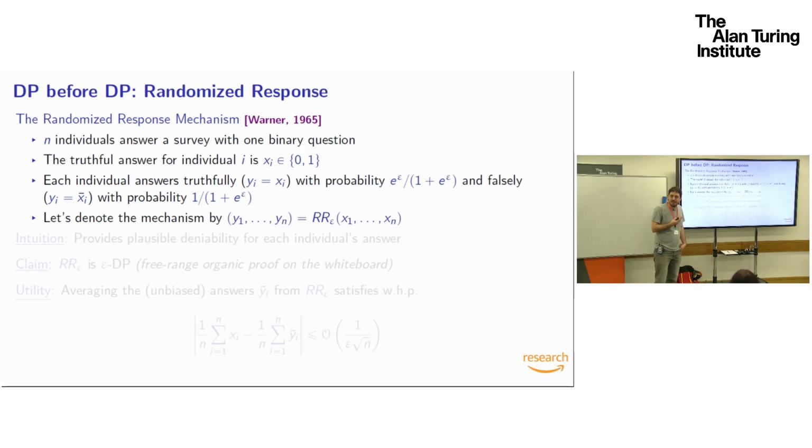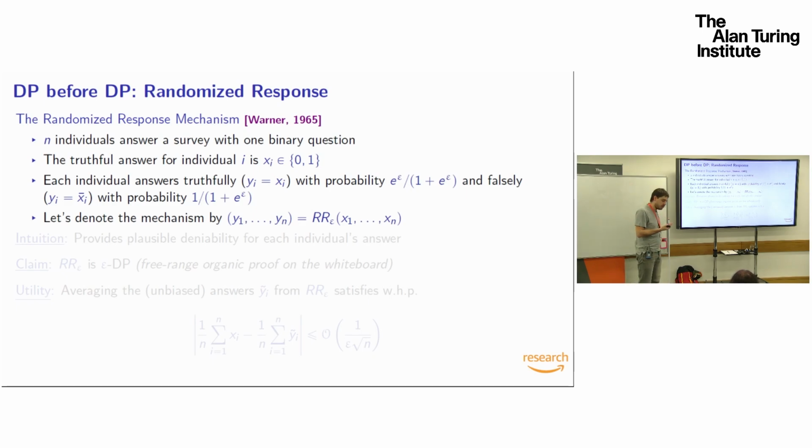You might not want to reveal that to everyone, right? You might want to keep this private. So let's suppose that there are n individuals answering a survey with one binary question: do you like Justin Bieber or not? And each individual has a true answer, right? So for individual i, this true answer is xi, either 0 or 1. Either you like him or you don't.